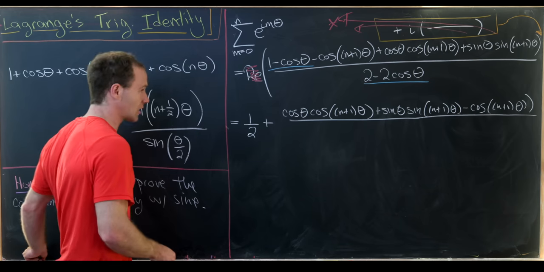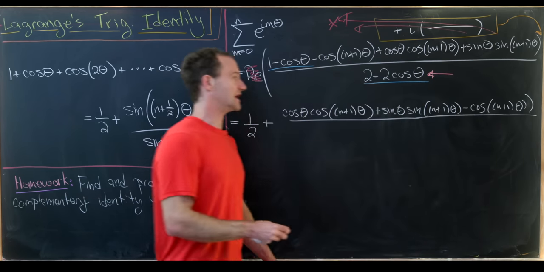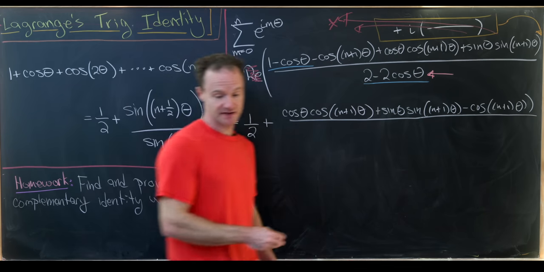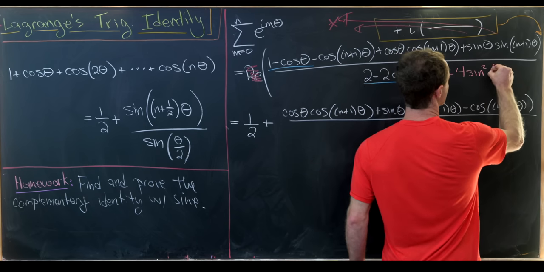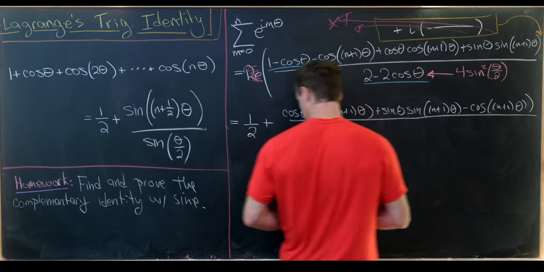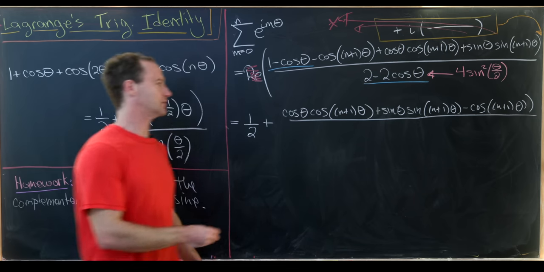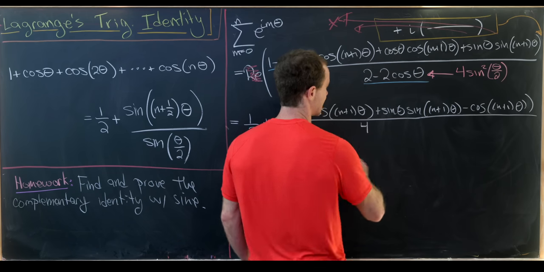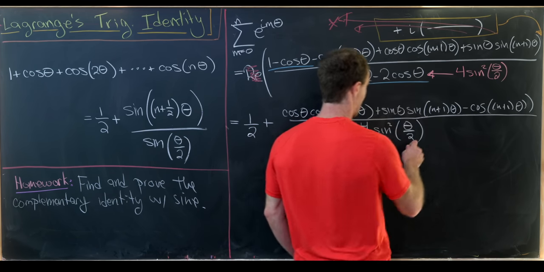But I'd like to recall that there's a nice trig identity that allows us to rewrite 2 minus 2 cosine theta as 4 times sine squared theta over 2. So that's a power reducing formula for sine. So that's exactly what we'll do. We'll rewrite this as 4 times sine squared theta halves.